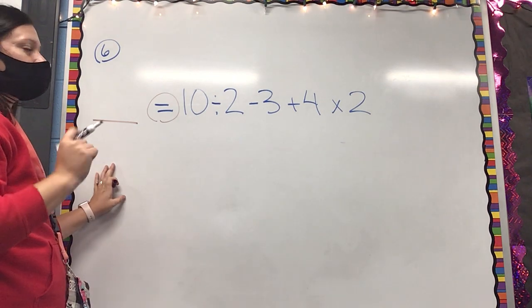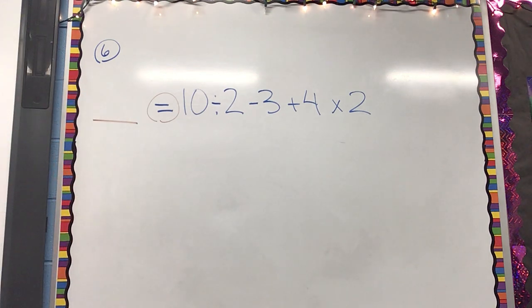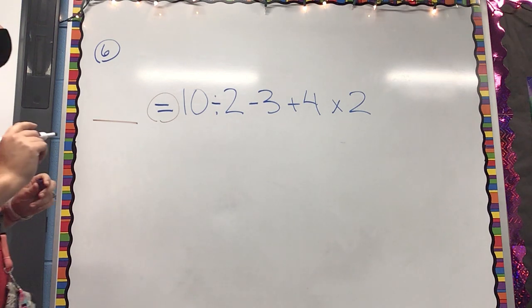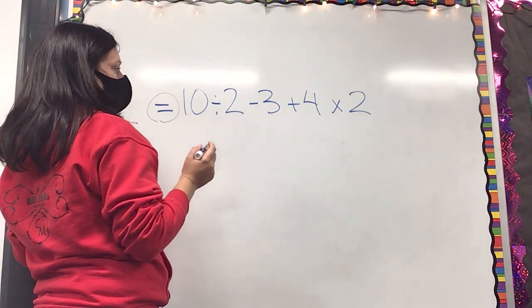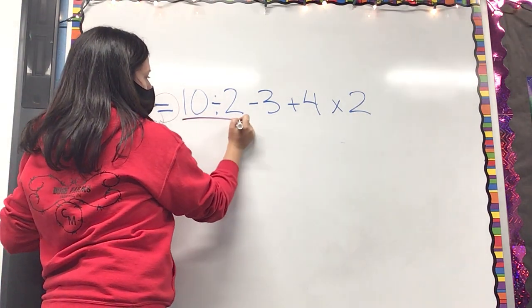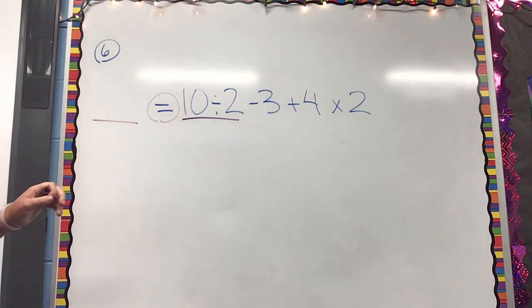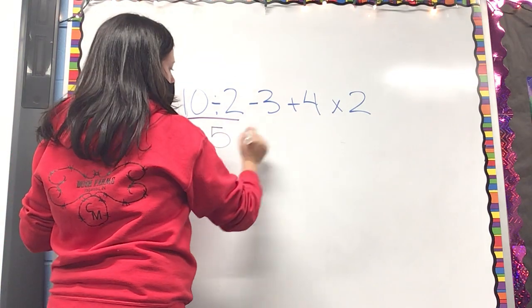Please, parentheses, do I have any of those? No. E, exponents, do I have any? No. My dear, do I have any of those? Yes. I see some division and multiplication. Which one do I see first? Division, divided by 2. What is 10 divided by 2? 5. All right, let's rewrite what I have left.